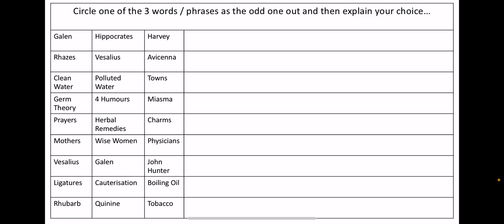If you are not able to access the PowerPoint that I've uploaded, so you can't do it on the PowerPoint itself, you could do it on this video, so you could take a screenshot of the video, or you can just write it by hand. You could literally write down the word that is the odd one out and then your sentence explaining it. Pause the video now to do that, please.